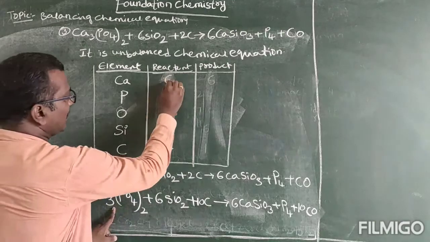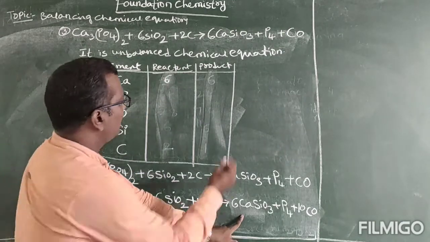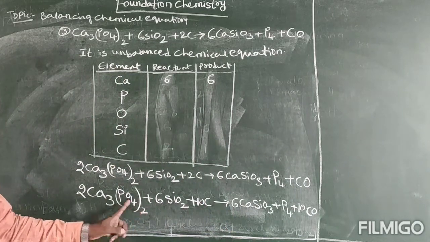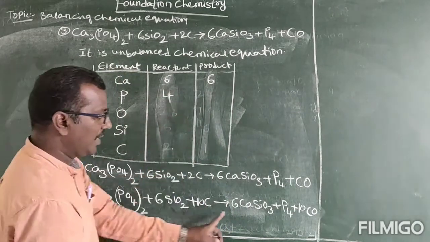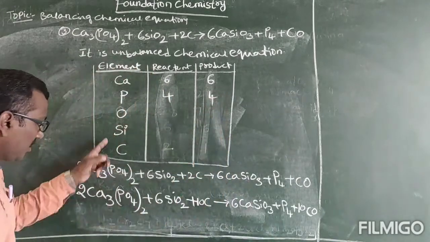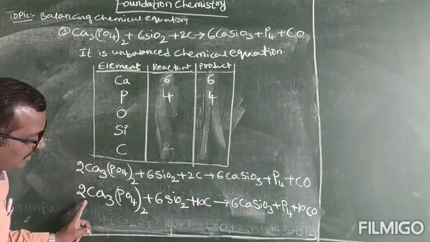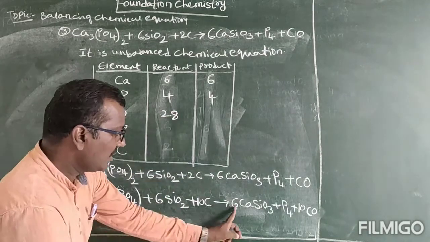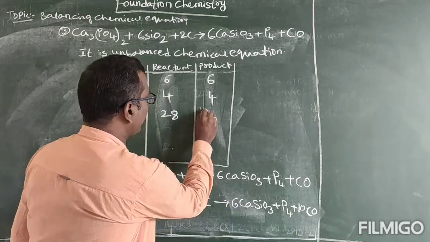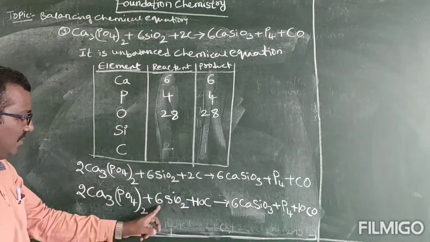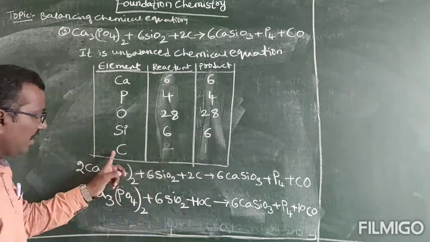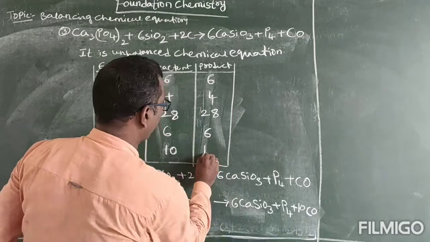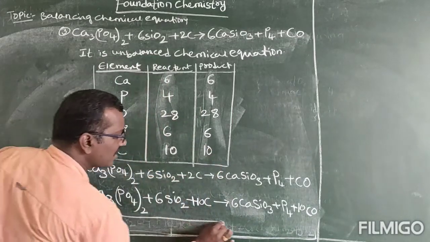2 threes are 6 calciums, 6 calciums. Phosphorus 1 into 2, 2 twos are 4, and here 4. Oxygen 4 twos are 8, 8 twos are 16, 16 plus 12 is 28. Now here 6 threes are 18 plus 10, 28. Silicons 6 and 6. Carbons 10 carbons, and this side 10 carbons. So it is balanced. So this is the answer.